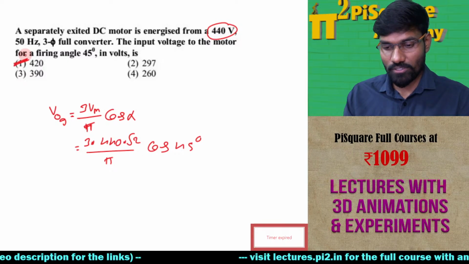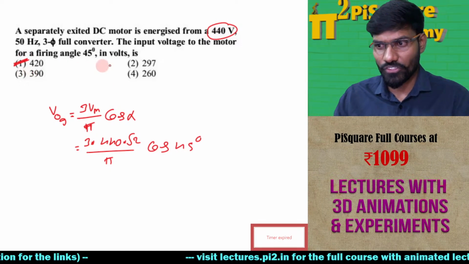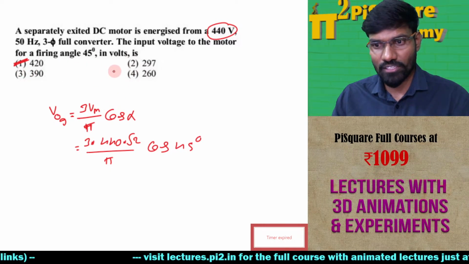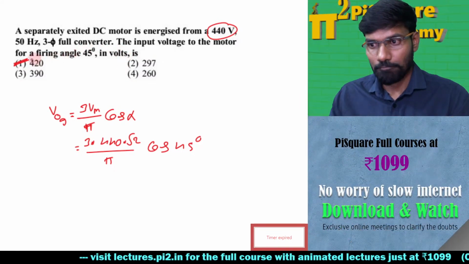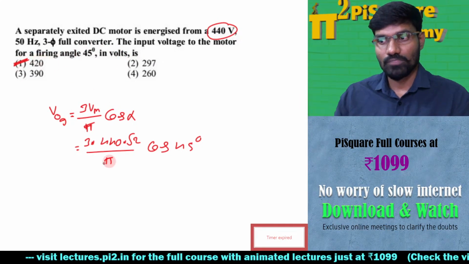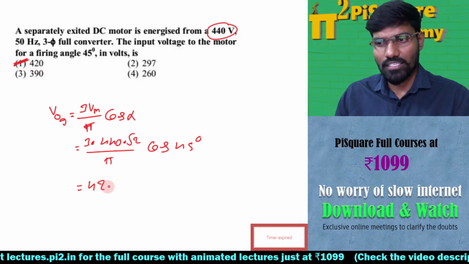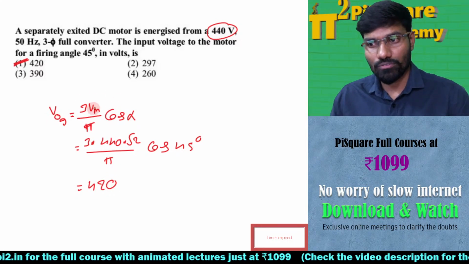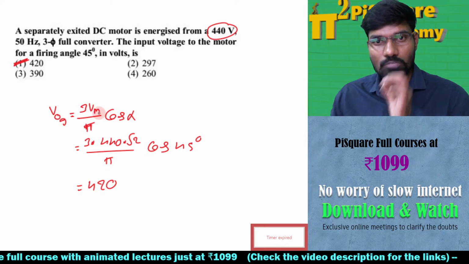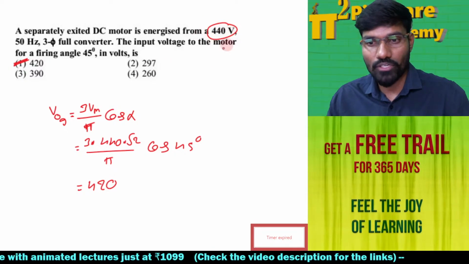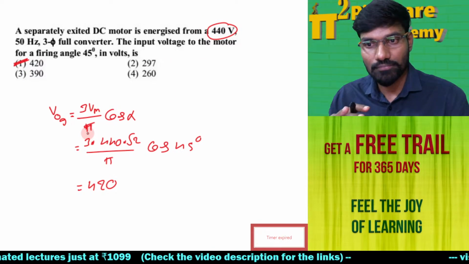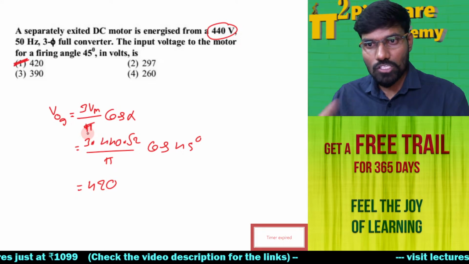How did you guys get different answers? 420 is the answer. Simple formula if you know it. And here Vm means maximum value. These are RMS values, so you have to take the maximum value. That's it. So what's the mistake you had done?